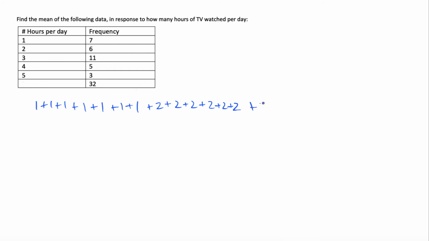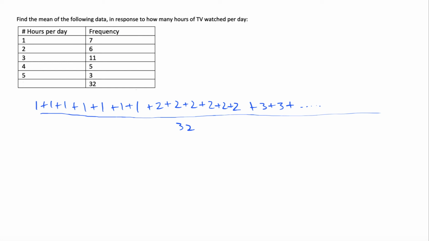And then we can add 3, 11 times, and as you can see already, this is going to get pretty tedious. Essentially there's 32 different values that we're going to have to add up. And then once we do that, we're going to have to divide this whole thing by 32 because there's 32 data values here. If you had the time and you wanted to do it this way, you could.